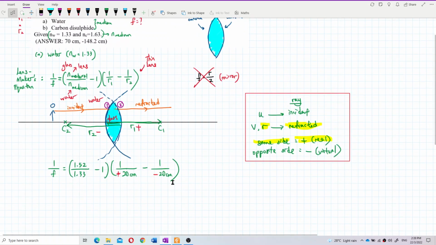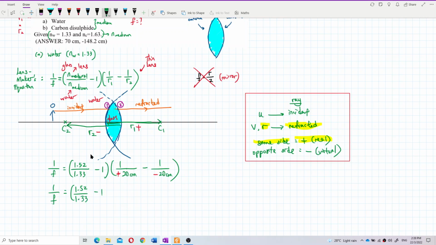Yes, when we substitute the value. Okay, so let's calculate and check what's the value of the focal length. First get the 1 over f. Then, this is 1.52. This one minus 1. I think we can simplify this first: 1.52 divided by 1.33, and then minus 1. You will get 1 over 7.